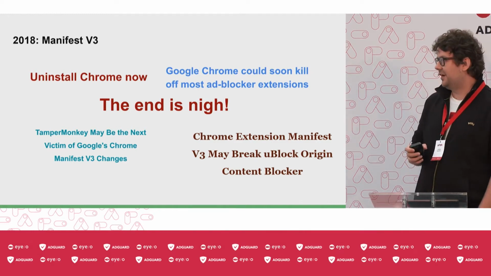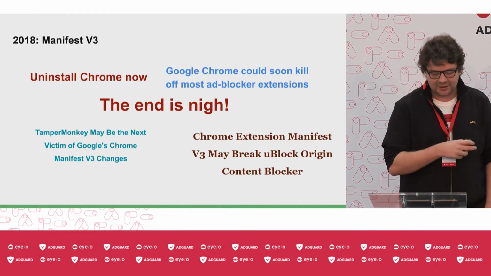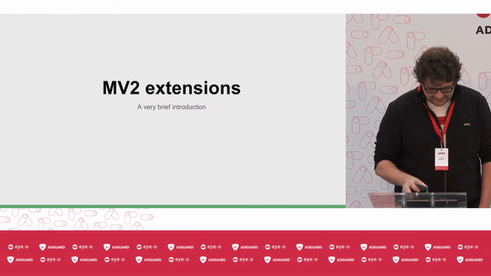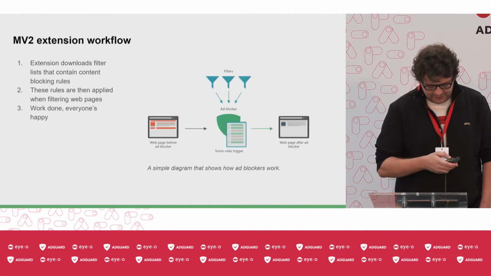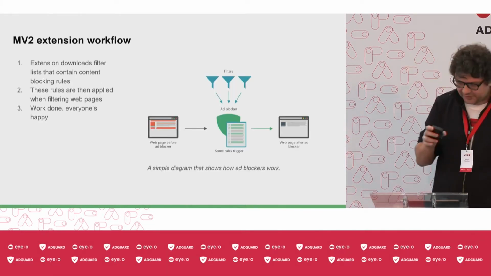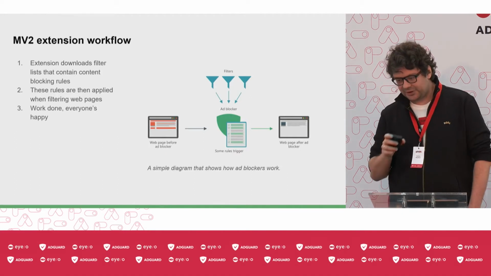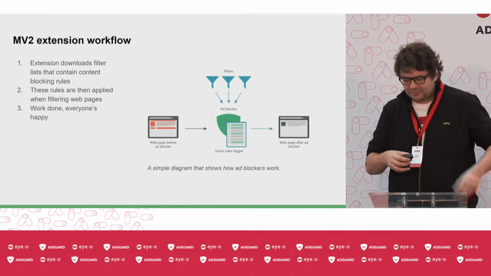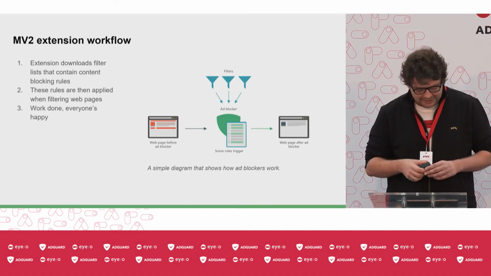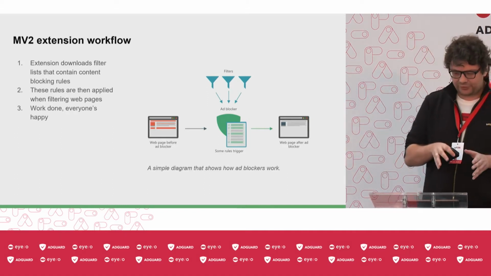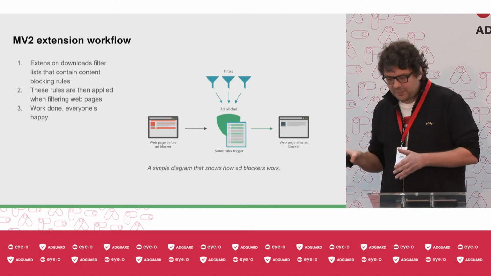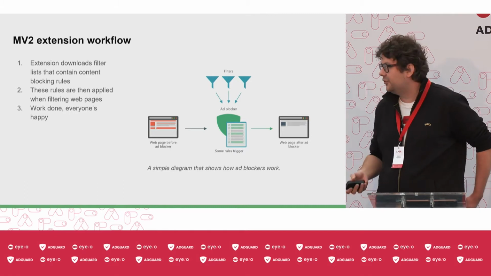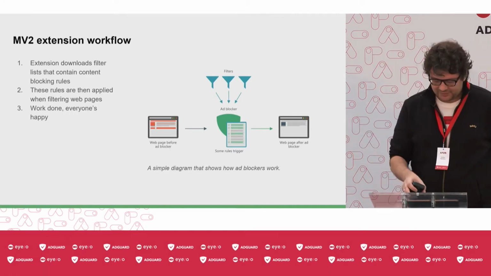In order to understand that, we should first take a look at how the old MV2 extensions work. And here's how it looks like. Briefly speaking, the content blocking extensions download filter lists that contain, well, the content blocking rules. These extensions then apply these rules when filtering web pages. And finally, work's done, the internet is usable again, everyone's happy.